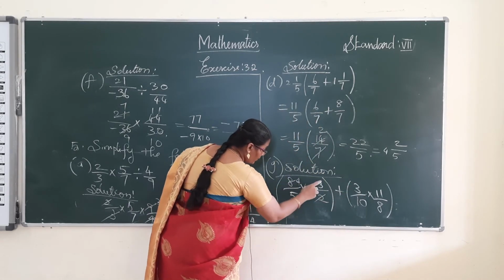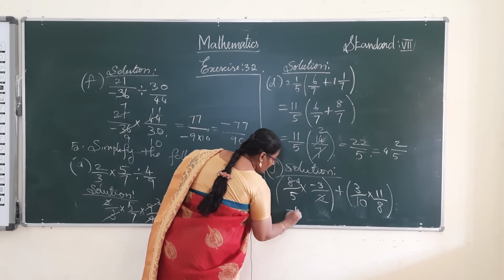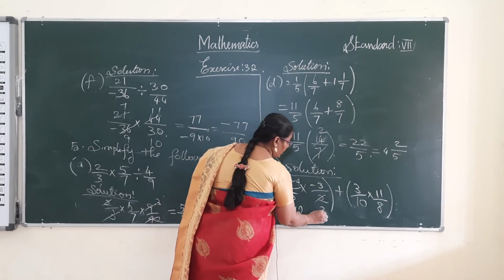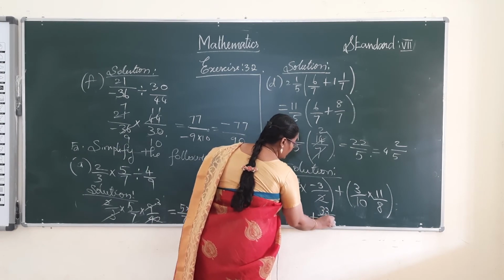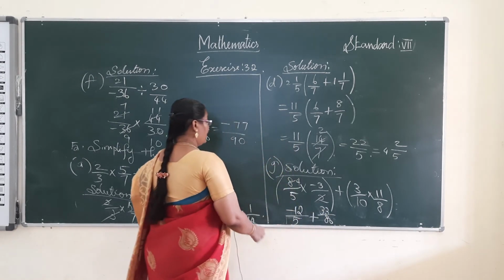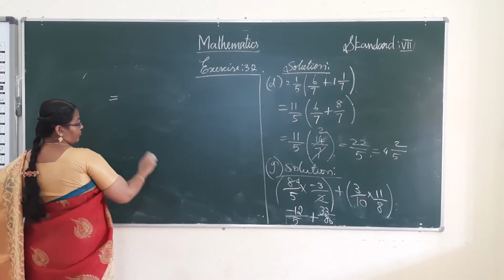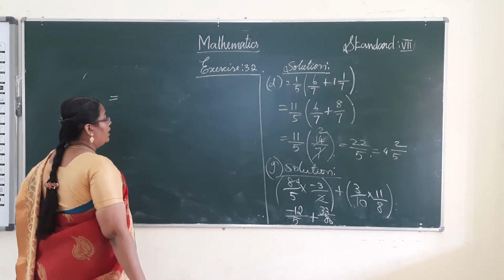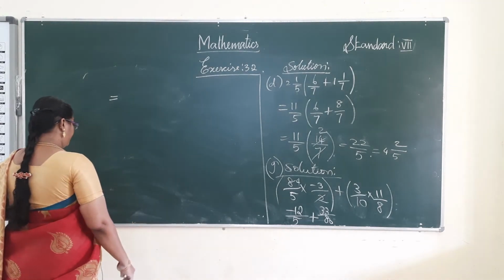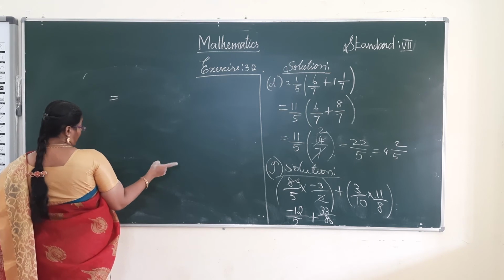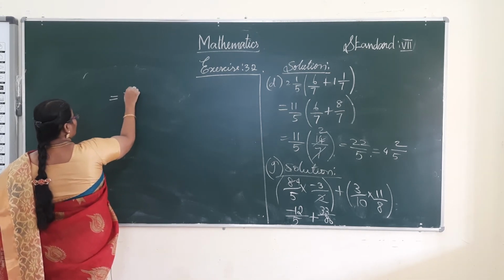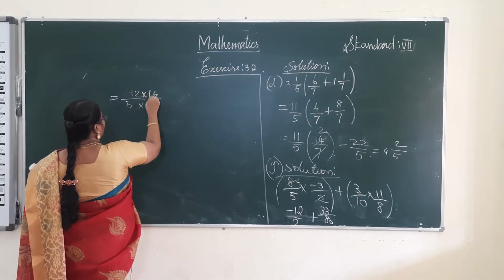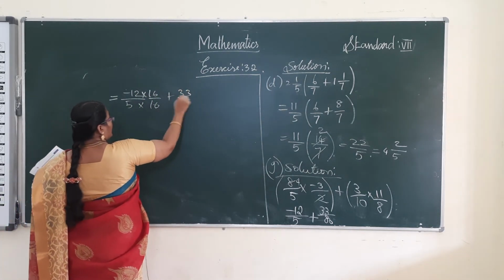So now multiply the numerators. 4 3s are 12, so -12/5 plus here 33/80. Here there is 5 only. So which number multiplied gives the value of 80? 16. 16 5s are 80. So multiply the same number in the numerator also: 12/5 multiplied by 16 in numerator and denominator, plus 33/80.